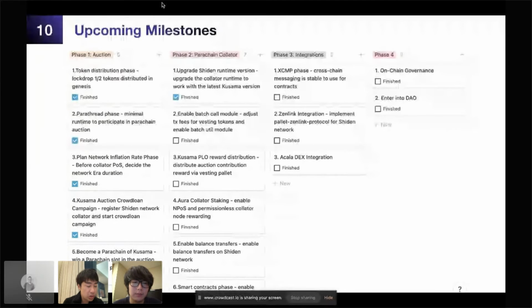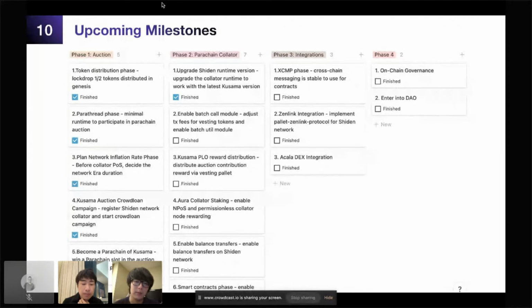And after we run the distribution script and distribute our token rewards via the vesting module, we will be focusing on introducing proof of stake, or more specifically nominated proof of stake, for Shiden Network. This one is specifically staking Aura collator nodes, which means we are able to use NPOS in parachains. And this is quite exciting, since that means that we were able to create a permissionless network validating environment.